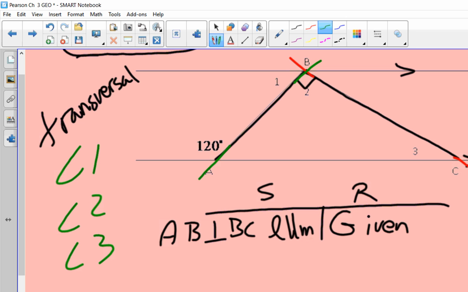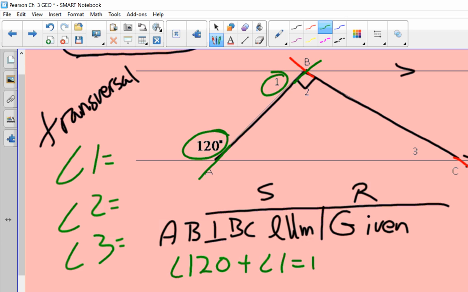Let's start with 1. What should angle 1 be? What's the measure of that? Well, once again, if you're thinking transversals, what angles would this be in a transversal? If you guys said same side interior angles, then I should be able to say that 120 plus angle 1 is going to equal 180, and that's by same side interior angles. Well, if I subtract 120 from both sides, I get angle 1 is equal to 60 degrees. So angle 1 is 60 degrees, okay?